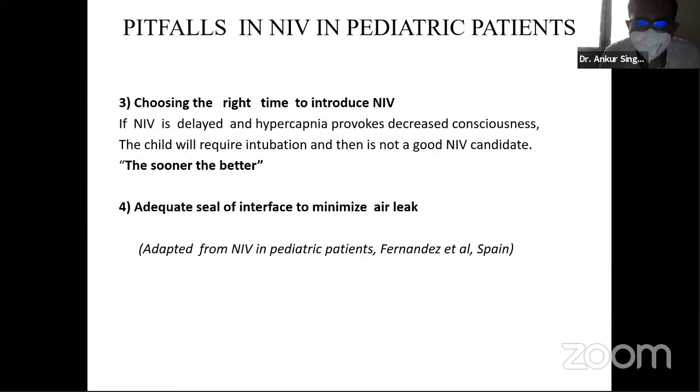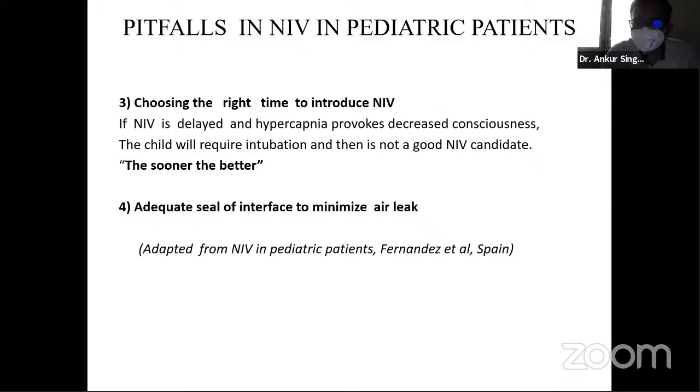Choosing the right time to introduce NIV is most important. If NIV is delayed and hypercapnia has set in, meaning CO2 retention, first there was a stage of hypoxia, and the child could not come to you in that stage. He has come late, hypercapnia has set in, his consciousness has started coming down. You don't need to do an ABG to put the child on NIV. You can very well clinically decide whether this child can be put on NIV or not. Hypercapnia will lead to a decreased level of consciousness, and that child is to be intubated. That child is not to be put on CPAP.